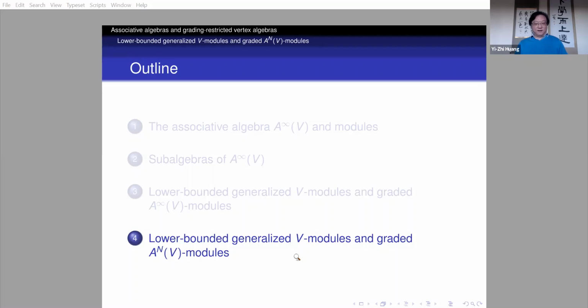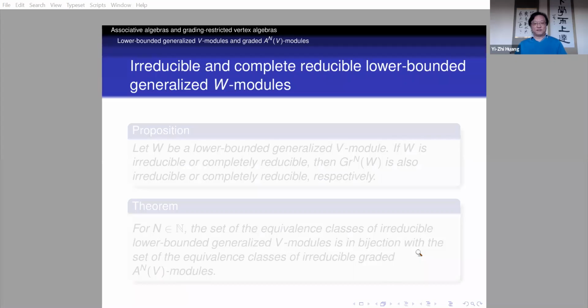do this, because the Zhu algebra is actually isomorphic to this A_0(V) module. Okay, so this is a special case. I hope that in the future we can do calculations. So I want to discuss the connection between this kind of algebra, which is relatively easy to handle, with these kinds of lower bounded generalized V-modules. Sorry, here I have a typo in the title. It should be V-module.